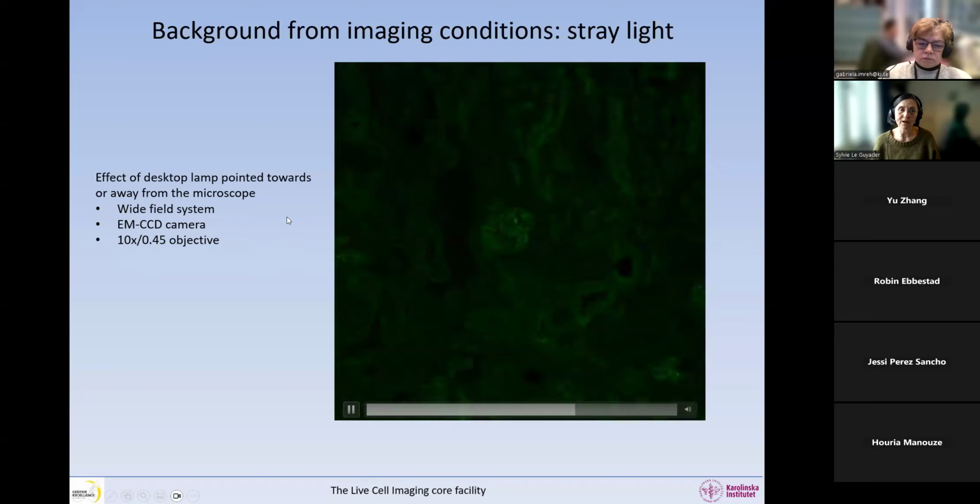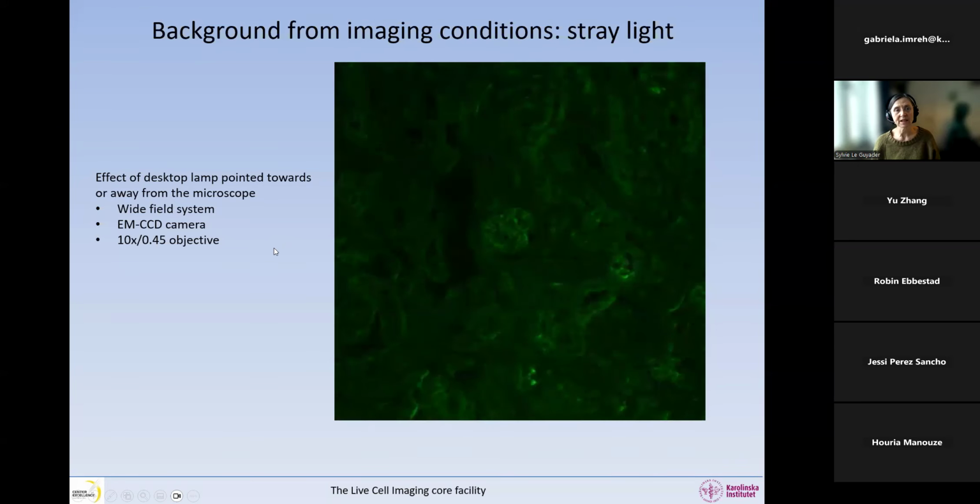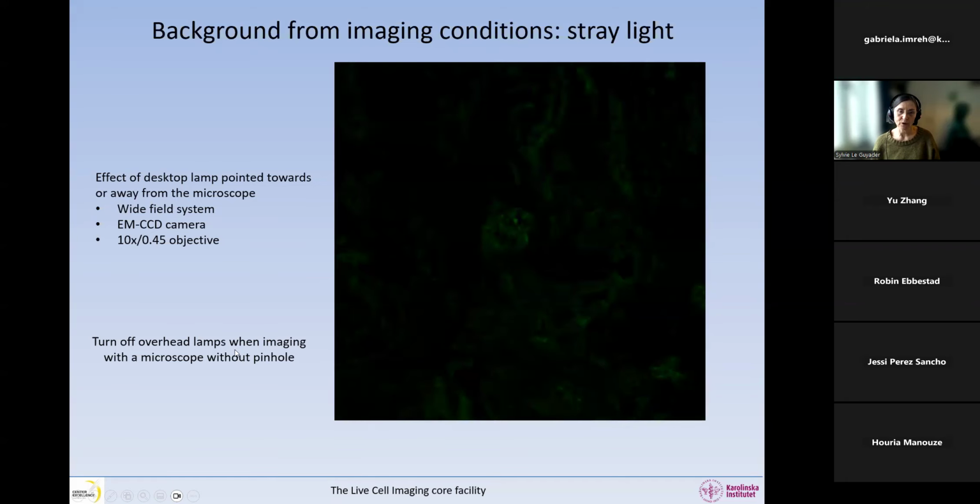But here we have a wide field system with an EM CCD camera, so a very sensitive camera, and this objective, we are seeing the desktop lamp. So turn off the overhead lamp when imaging with a microscope without a pinhole.